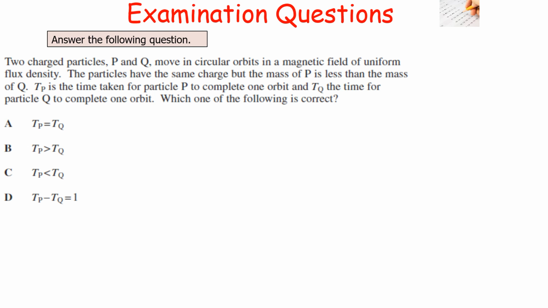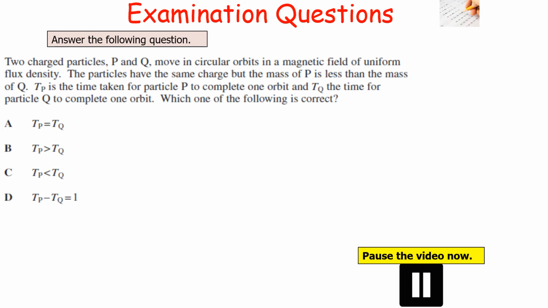The next question says, two charged particles P and Q move in circular orbits in a magnetic field of uniform flux density. The particles have the same charge, but the mass of P is less than the mass of Q. Time P is the time taken for particle P to complete one orbit, and TQ is the time for particle Q to complete one orbit. Which of the following is correct? So pause the video now, then unpause the video when you want to go through your answer.